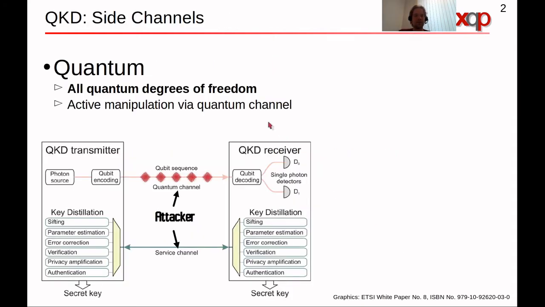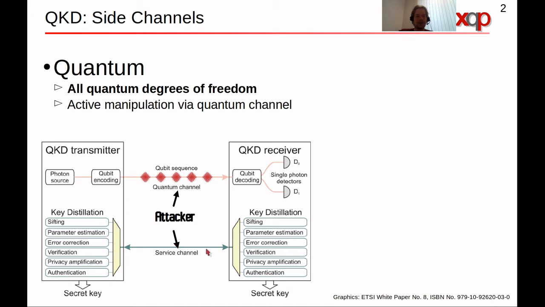TEMPEST attacks are a special kind of side-channel attack. In quantum key distribution, side-channel attacks are very important and must be prevented in order to guarantee security of the quantum key distribution. When a quantum key distribution transmitter is connected to a receiver via a quantum channel, which might be a fiber or free space link, and a service channel for classical communication, the attacker is assumed to have all power and means consistent with quantum mechanics to attack and manipulate the quantum channel and the messages sent over the service channel.